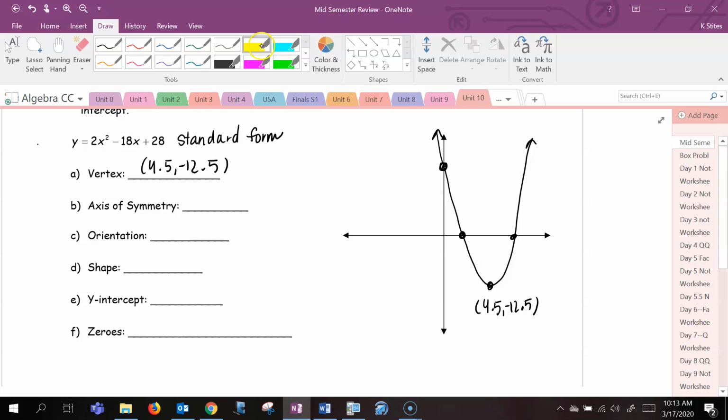Axis of symmetry is the vertical line that cuts our parabola in half. It always is x equals because it's a vertical line, and x equals the 4.5, which is the x coordinate of the vertex. Orientation, this parabola is opening up. We also can tell because our a value is positive. Shape, it is narrow. That's because we have a 2, which is more than 1.